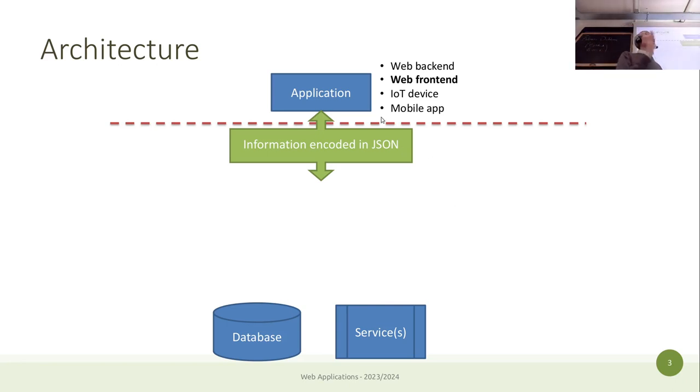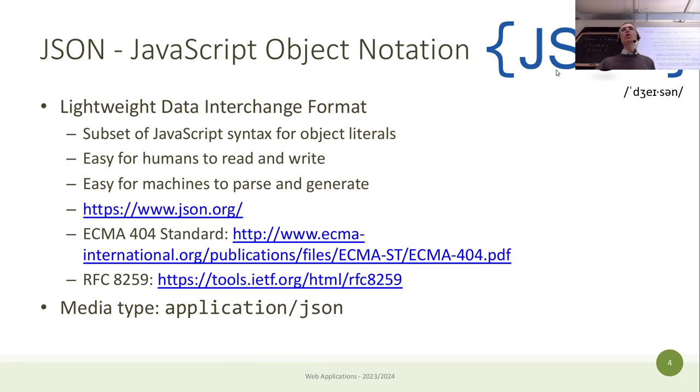Again, it's not mandatory. It could be XML, for instance. XML was very common until a few years ago, and nowadays JSON is probably the most common because it's much more user-friendly. It's more readable for the developer and not that complicated to parse and handle by the application. So let's have a look at this JSON.